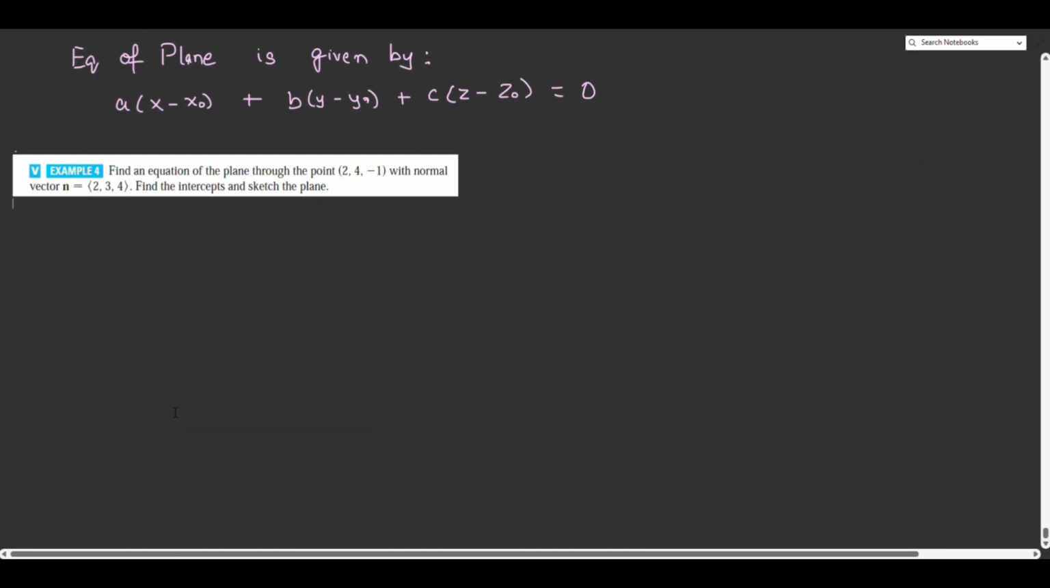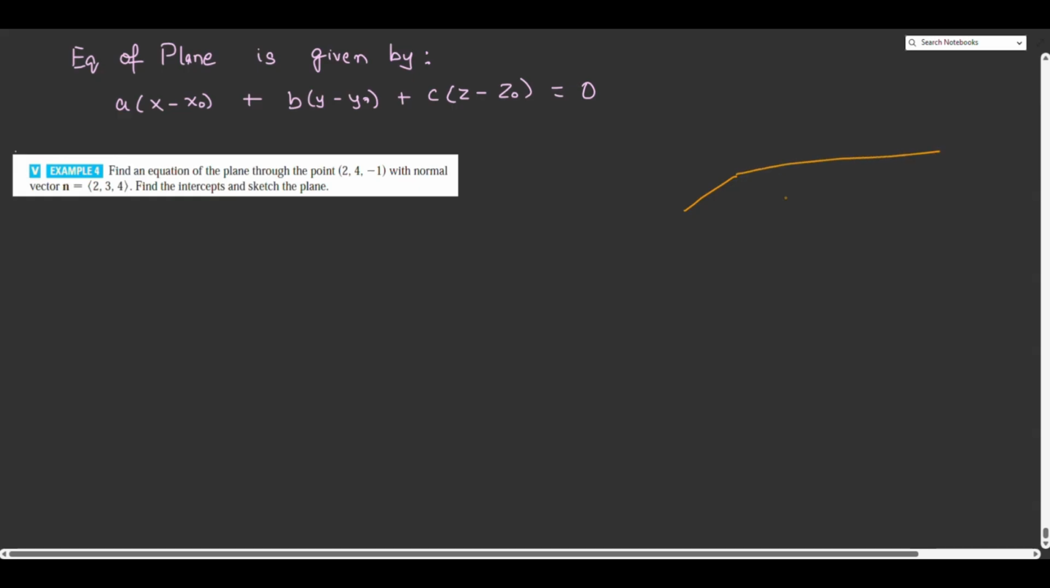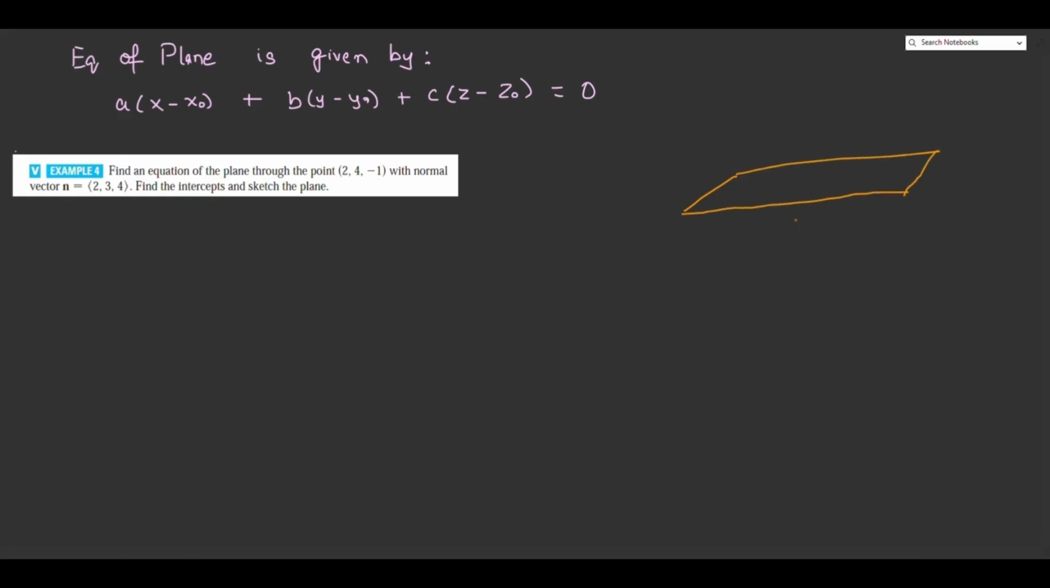So let's do this problem. In this question, we need to find the equation of a plane which is passing through the point 2, 4, minus 1 with this normal vector. This point lies on the plane, that is 2, 4, minus 1, and the normal vector is given by 2, 3, and 4. So what is the value of a? a is equal to 2, b is equal to 3, and c equals 4. And what is x0, y0, z0? x0 equals 2, y0 equals 4, and z0 equals minus 1.